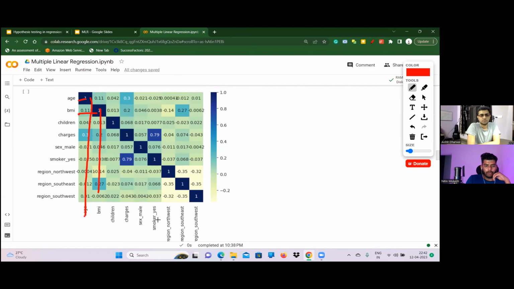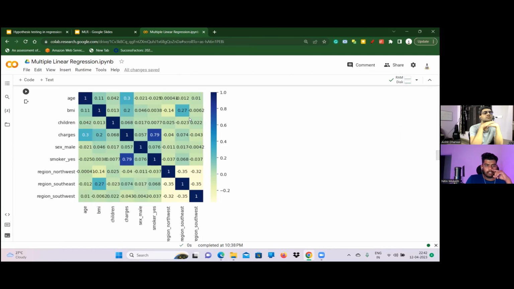And if you want to find the correlation between any two variables, you can. So let's say you want to find the correlation between children and BMI. You can always find that. Here is the BMI and here is the children. So this is the particular value of the correlation between children and the BMI variable. You can always find this kind of information from the correlation plot.